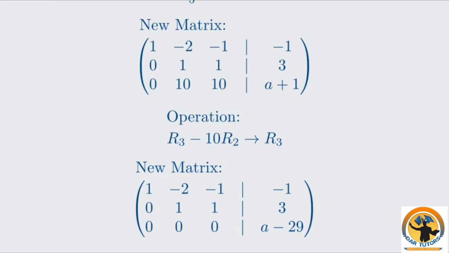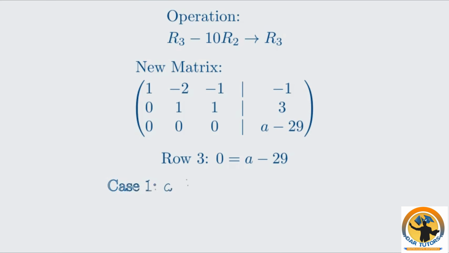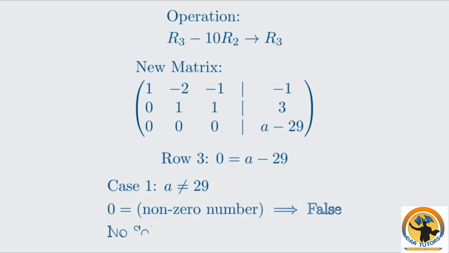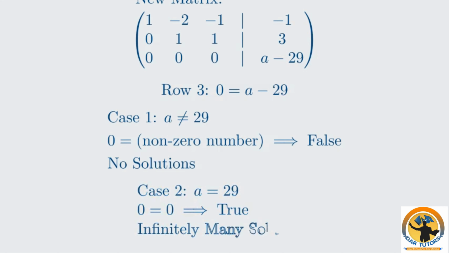Now we can analyze the number of solutions based on the value of a. The third row corresponds to the equation 0 equals a minus 29. If a is not equal to 29, then the equation becomes 0 equals a non-zero number, which is false. In this case, the system is inconsistent and has no solutions. If a is equal to 29, the equation becomes 0 equals 0, which is true. This means the third equation is redundant, and we have infinitely many solutions.